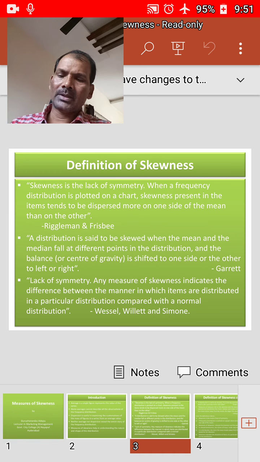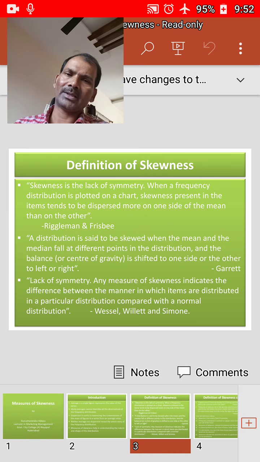And another definition is given by Simpson and Kafka. Okay, they say that measures of skewness tell us the direction and the extent of skewness. Measures of skewness tell us the direction.